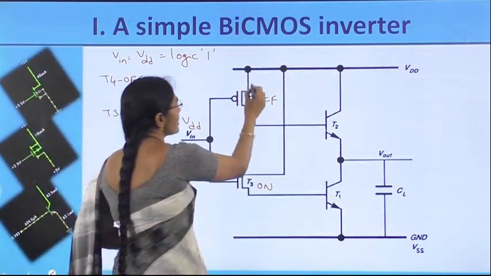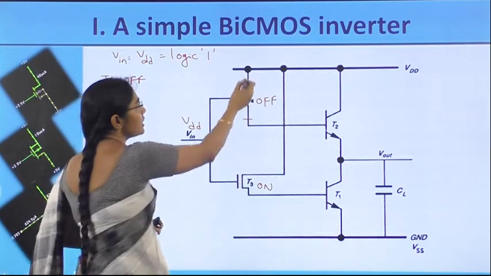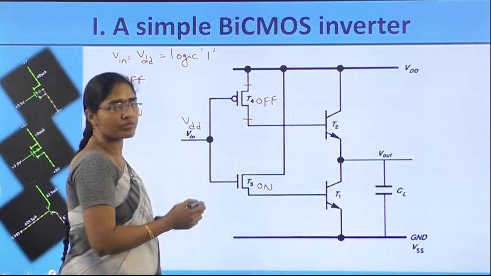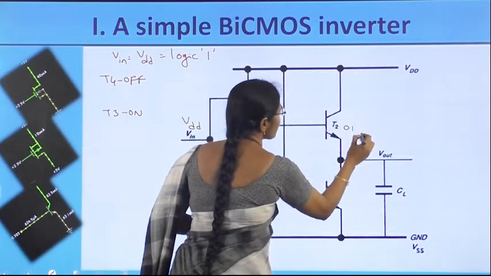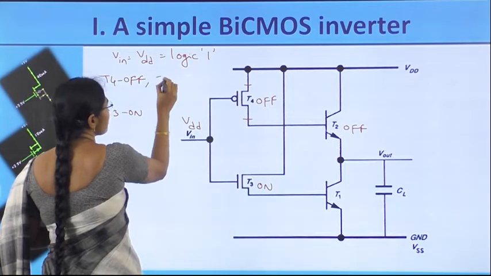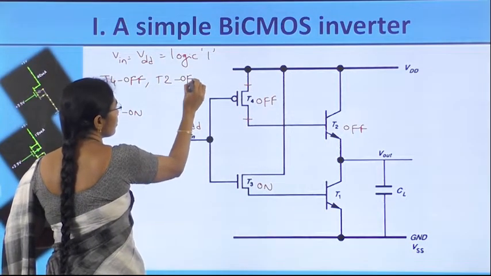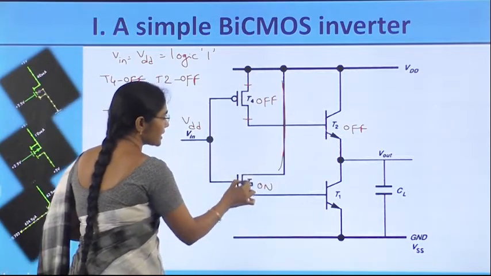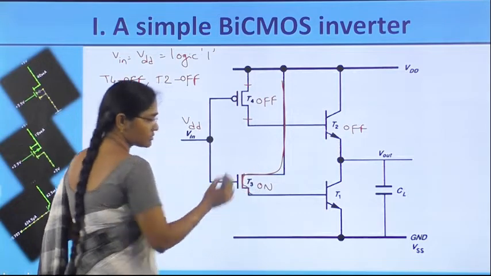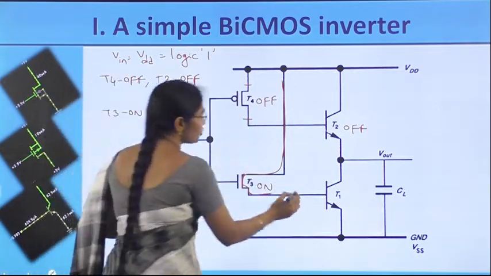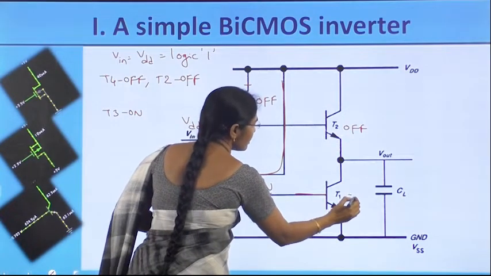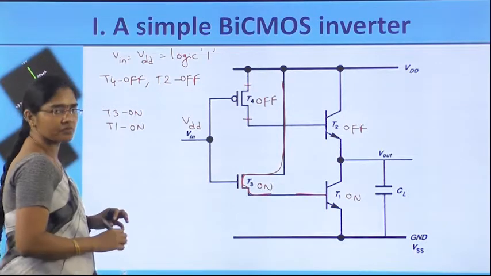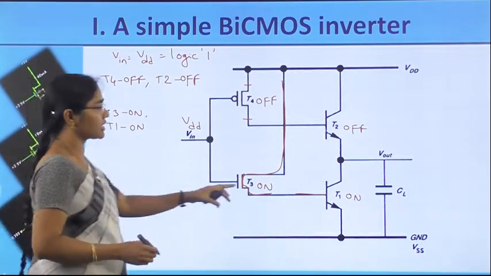Since T4 is off, it is acting as an open circuit, and there is no path to send the current to the base of T2. Therefore, T2 is off. And since T3 is on, it is acting as a short. This short connection passes the current to the base of the T1 transistor. So, T1 transistor is on.